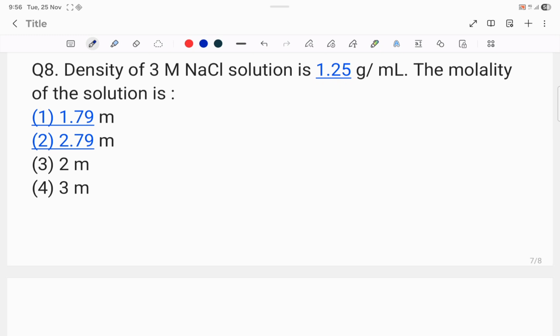Today once again, we are starting off our journey with question number 8, which has been asked during JEE Main 2025 from class 11, chapter 1, some basic concepts of chemistry. All right, so let's begin this question.